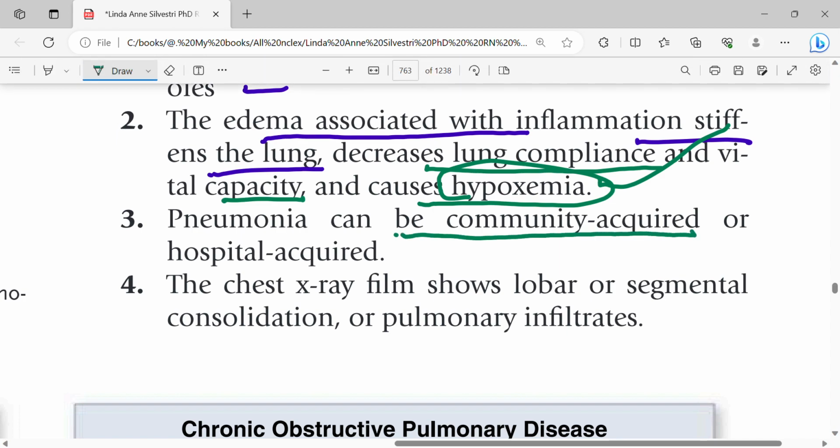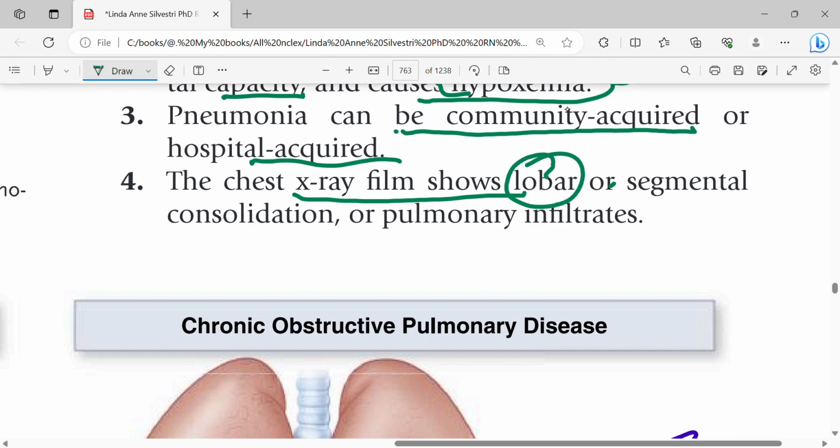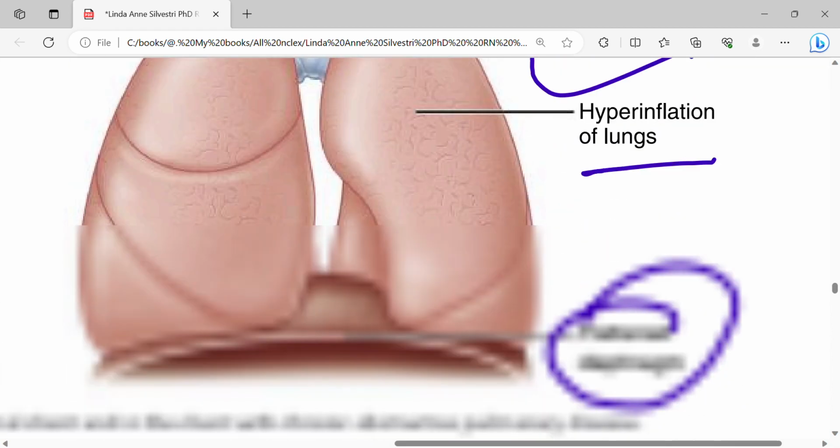Pneumonia can be community acquired or hospital acquired. The chest X-ray film shows lobular or segmental consolidation. So consolidation will be there, or pulmonary infiltrates will be there.